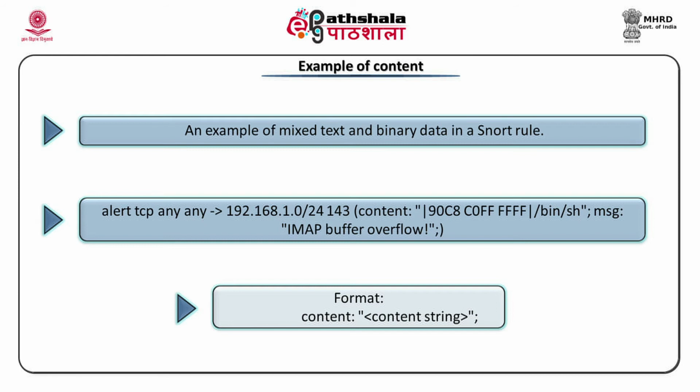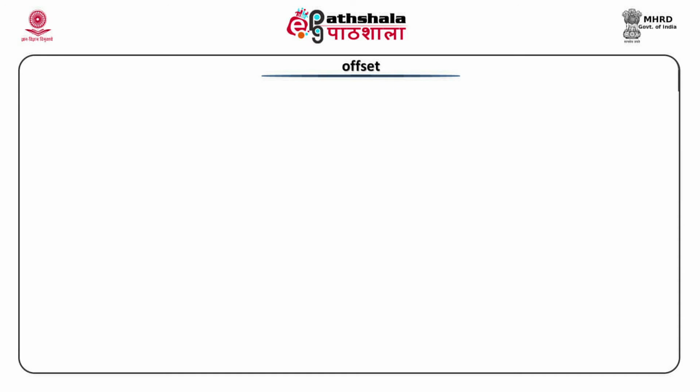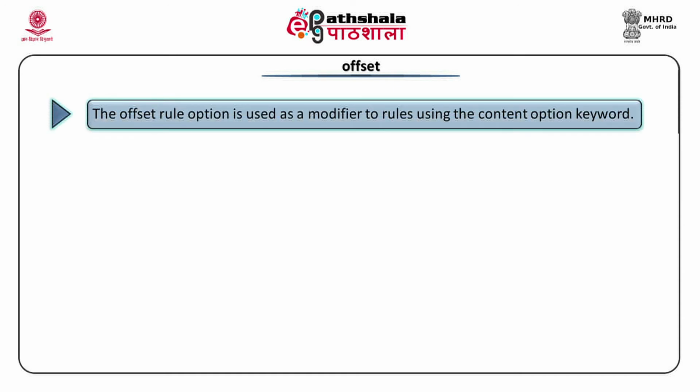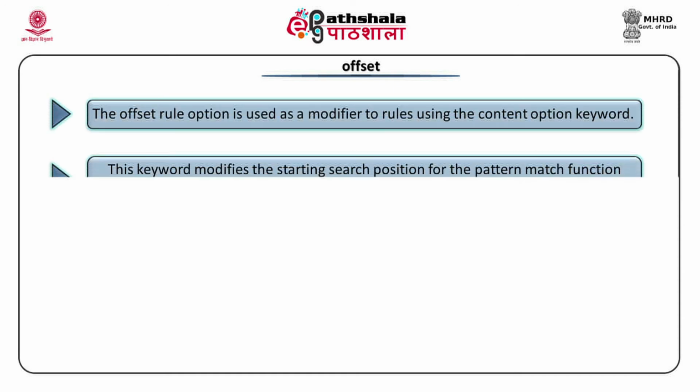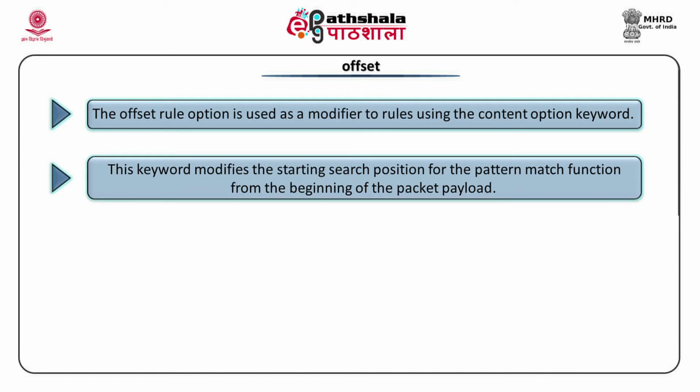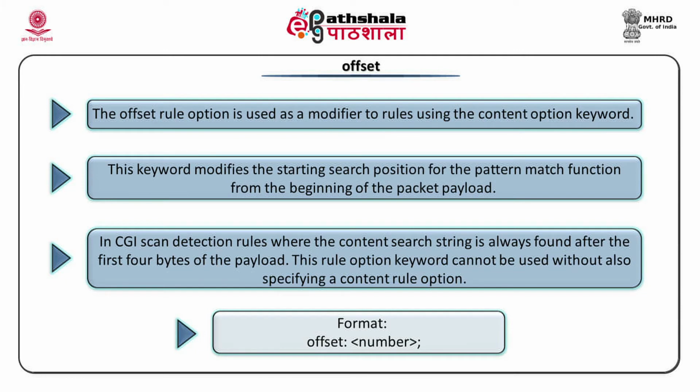Example of the content: alert TCP any. So, this is the destination IP address, destination port, and the content to be matched is within the pipe, which is the hexadecimal code of that binary value, and then if you want to exactly match /bin/sh, they are written as they are. So, hexadecimal code needs to be kept between the pipes, and ASCII characters need to be kept within the double quotes, and then the message can be printed.